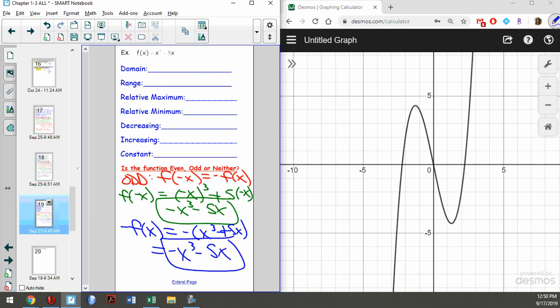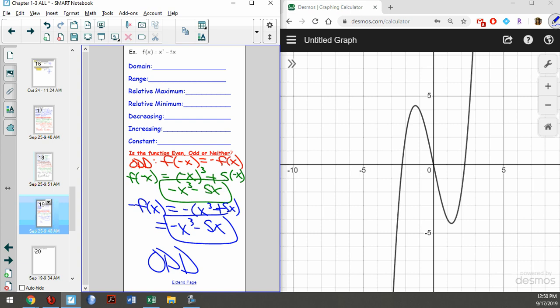Do my boxes equal each other? Yes. So what did I just prove? That it's an odd function. So I proved that it's odd.